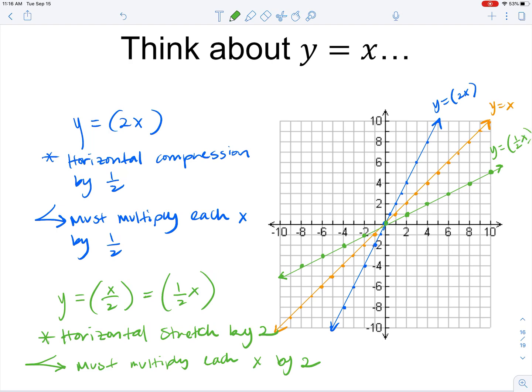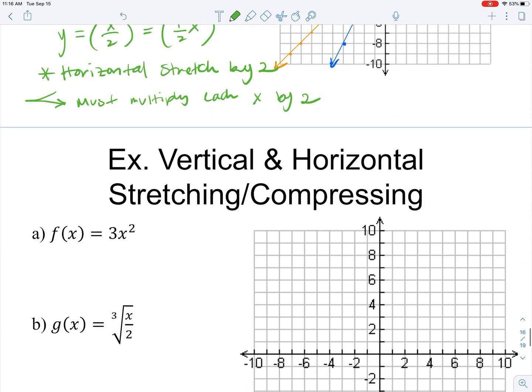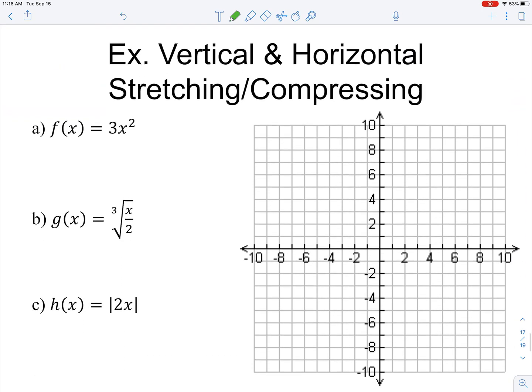So I'm aware you guys know how to graph these lines already. I'm just trying to show you how you can think of graphing them from a transformation perspective, with a horizontal stretch or compression, or with a vertical stretch or compression.